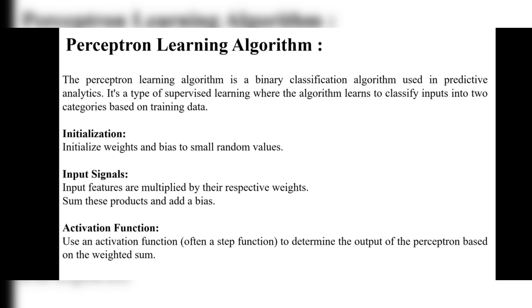First one, initialization. Initialize weights and bias to small random values. Next, input signals. Input features are multiplied by their respective weights, sum these products and add a bias. Next, activation function. What is the activation function here? Use an activation function, often a step function, to determine the output of the Perceptron based on the weighted sum. These three are the steps we are using in the Perceptron learning algorithm.